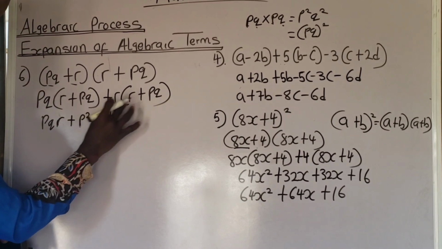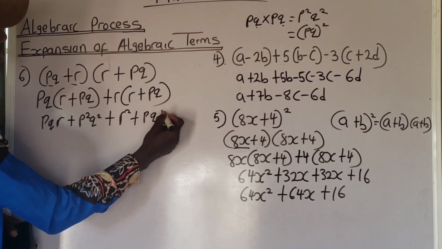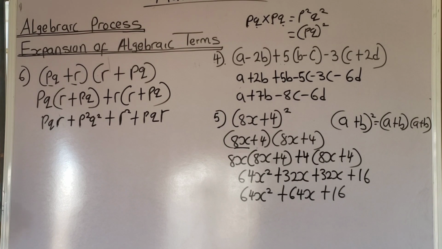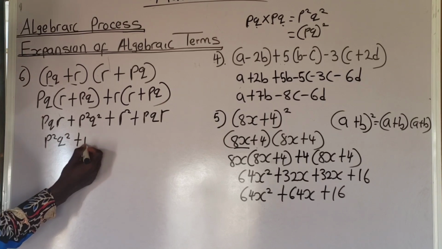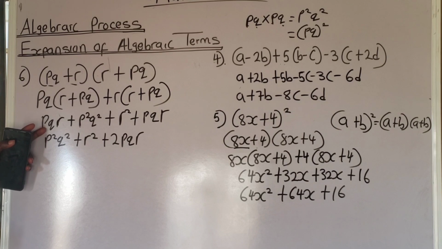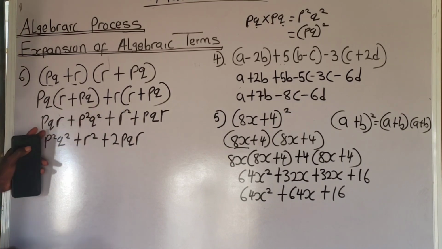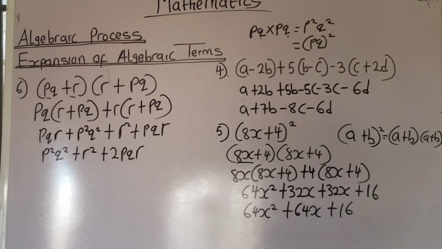So I'm going to have plus r times r, which is r squared. r times pq is pqr. Now, is there any like term? Yes, there is. So for this, I'm going to have p squared q squared + r squared + 2pqr, because we have pqr here and a positive pqr here. If I add them together, I get 2pqr. So we are done with the expansion of this. That will be all for this class.